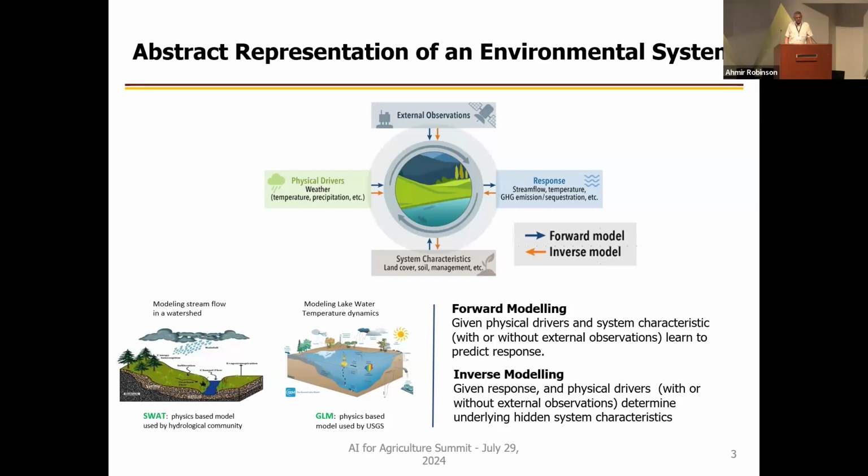The relationship between this response that you're seeing and the weather, this whole dynamics is being governed by some underlying characteristics, the quality of soil, maybe how you're managing the farm, how much fertilizer you're putting in, are you tilling the soil, are you planting cover crops?